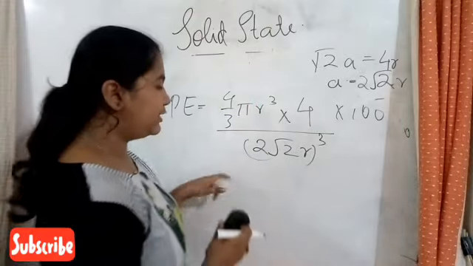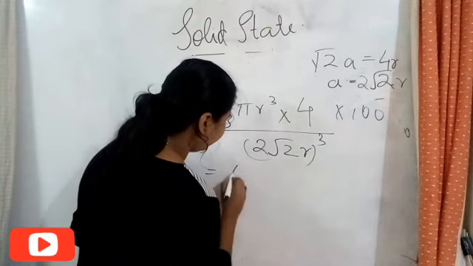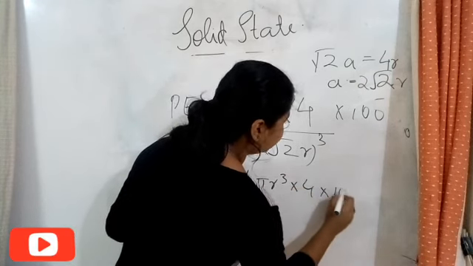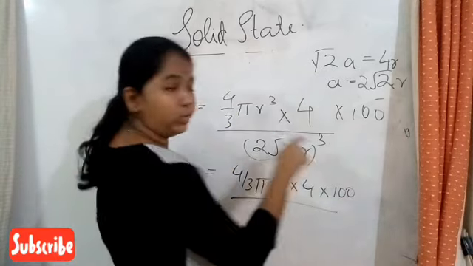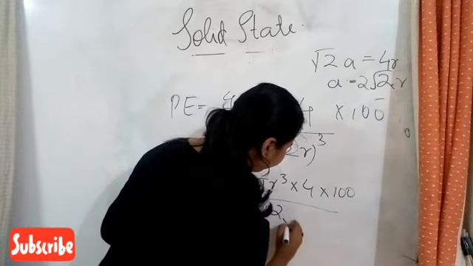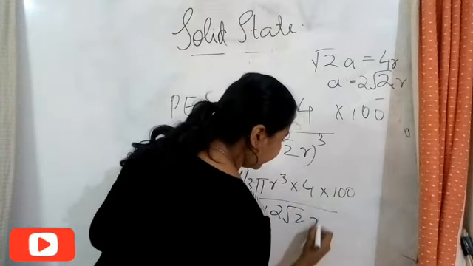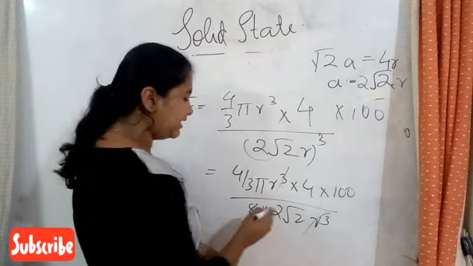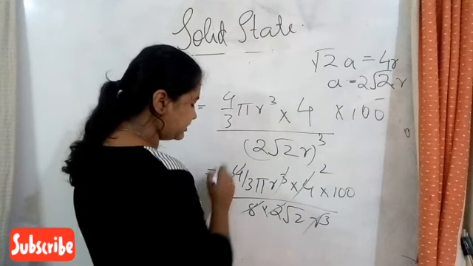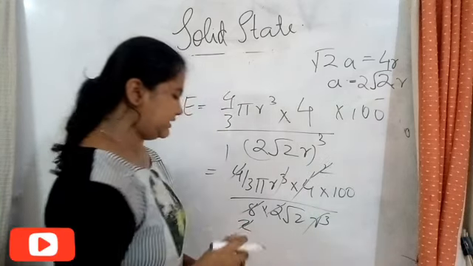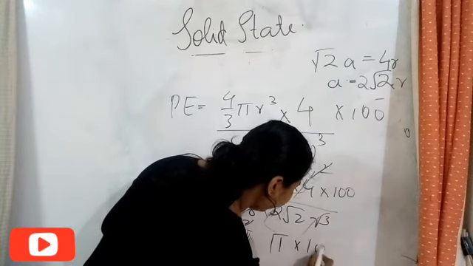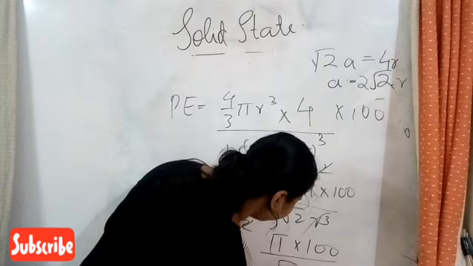How will you write that? That is 4 by 3 pi r cube into 4 into 100 divided by 2 cube, which is 8, into root 2 cube, which is 2 root 2, into r cube. This r cube and this r cube get cancelled. This 2 and this would get cancelled, it will become 2, and this 8 will become 1, and this is 2, this and this get cancelled. So what is our answer over here? That is pi into 100 divided by root 2.